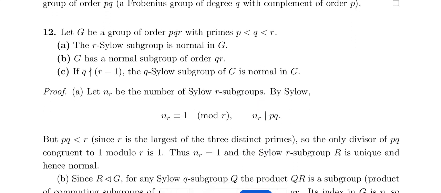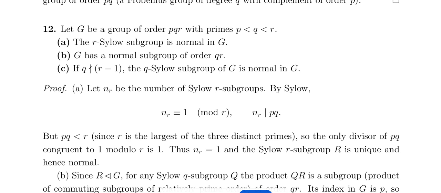Similarly, for order pqr this is very important. Take a group G of order pqr with p less than q less than r, three distinct primes. To find the R Sylow subgroup, R is the biggest prime, so the R Sylow subgroup is normal in G. So G has a normal subgroup of order QR, and if Q doesn't divide R minus 1, the Q Sylow subgroup of G is normal in G.